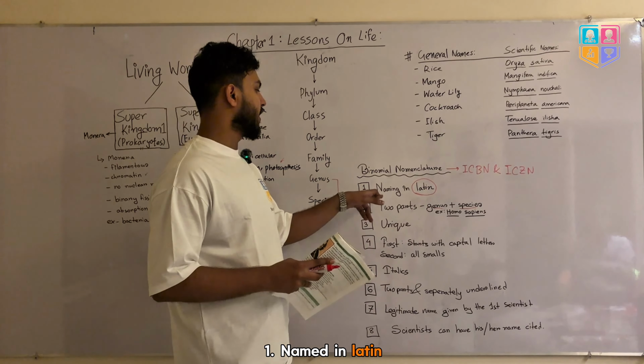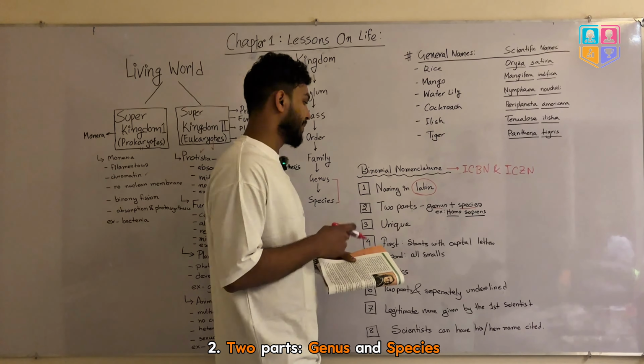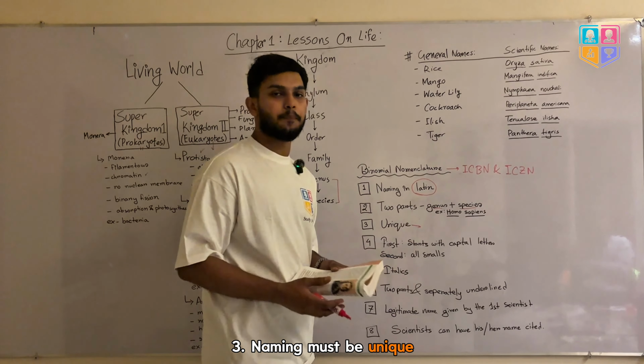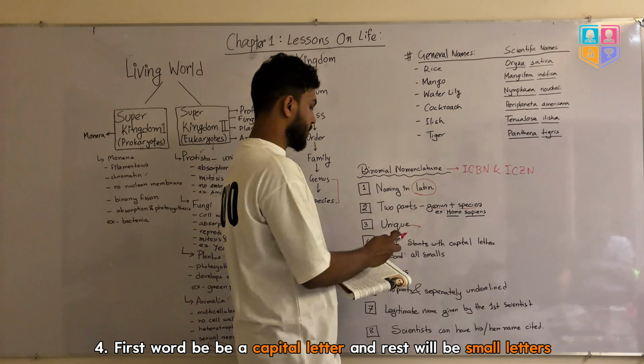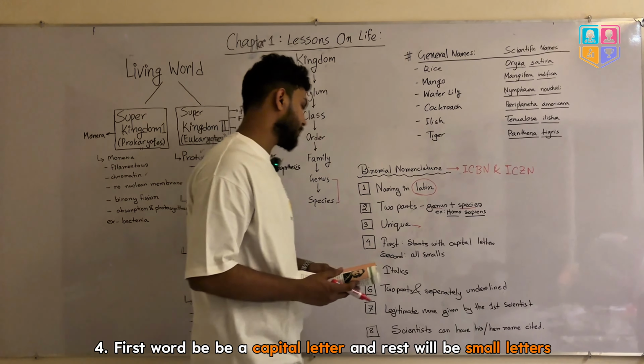Firstly, they would have to be named in Latin. There would usually be two parts, one being the genus and the other being the species. The third rule, which is very important, is that each organism has to have its own name and it has to be unique to it. Fourth, the first name, the genus, would start with a capital letter, followed by all small letters. Whereas for the second word, which is the species, all of the letters would be small.